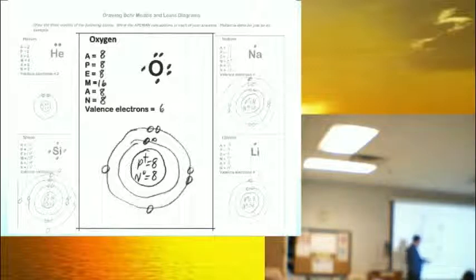To do the model, you need 2 shells. The first one can have 2 electrons, and the second, 6. The 6 electrons are the valence electrons, and that's the reason your Lewis dot diagram looks like this.